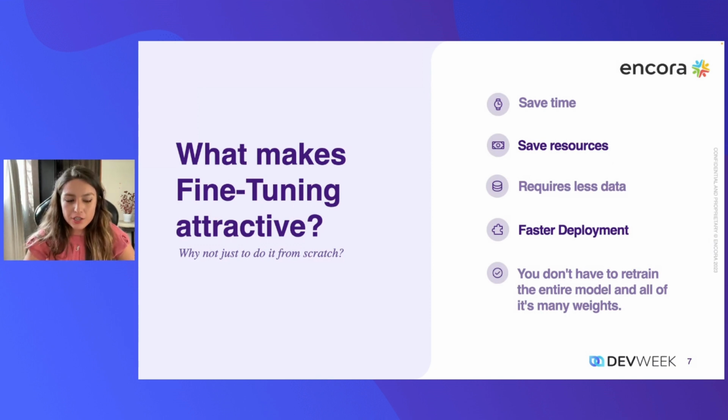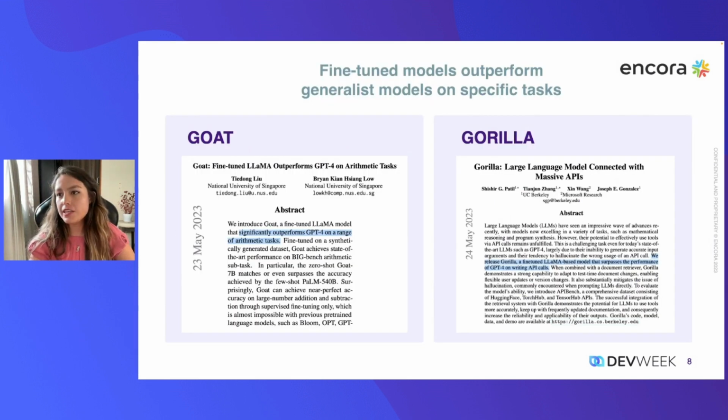Another huge thing to mention here, besides these five things, is that there are a lot of cases where fine-tuned models outperform generalist models. And here I have two examples of them. One is Goat and the other is Gorilla.